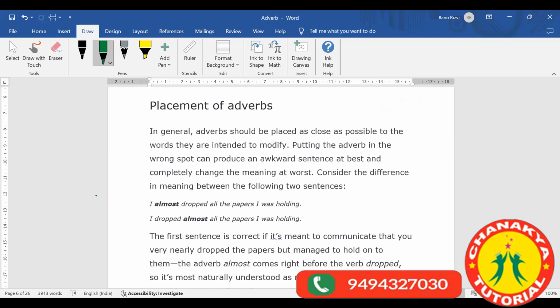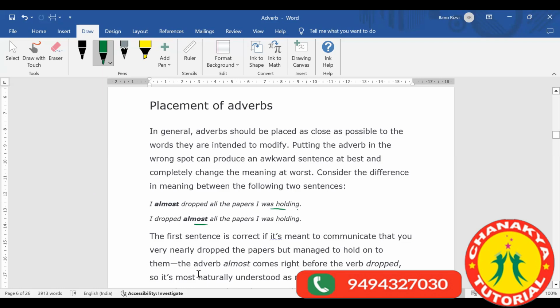I almost dropped all the papers I was holding. I dropped almost all the papers I was holding. Consider the difference in meaning between the following two sentences. The first sentence is correct if it is meant to communicate that you very nearly dropped the paper but managed to hold on to it. Means you did not drop it actually. I almost dropped means you were about to drop but you didn't drop. But I dropped almost all the papers means you dropped some of the papers but some you were holding.